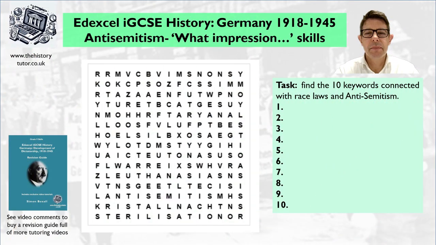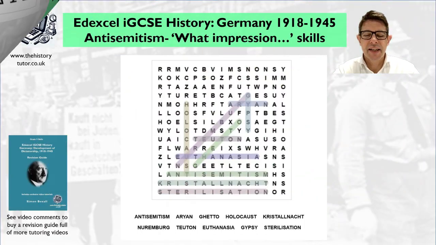Okay, so the quiz this time is a word search. So can you find 10 words associated with race policies, anti-Semitism or the Holocaust? So find this in the revision guide now, pause me and see if you can find the keywords. Okay, so here are the answers.